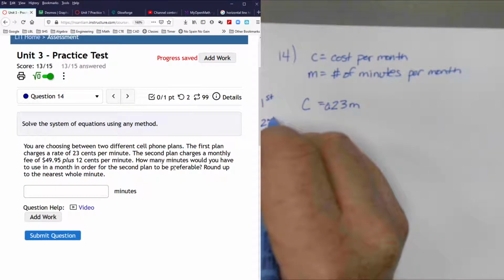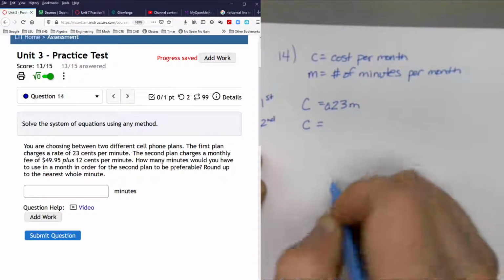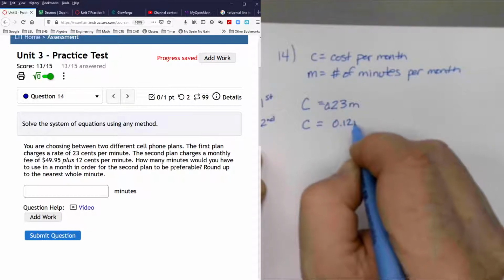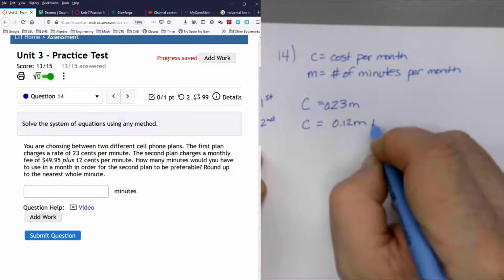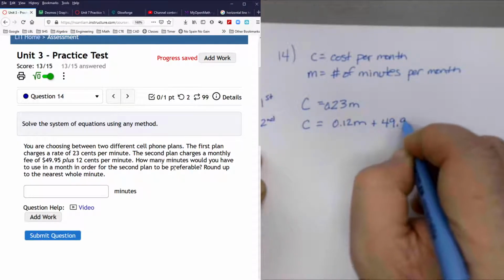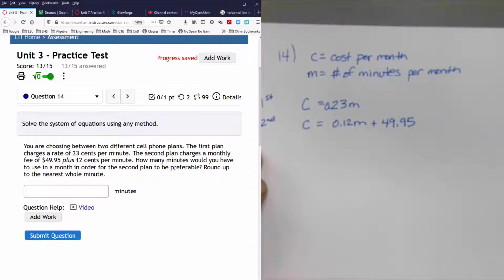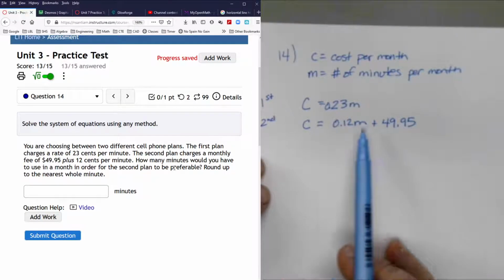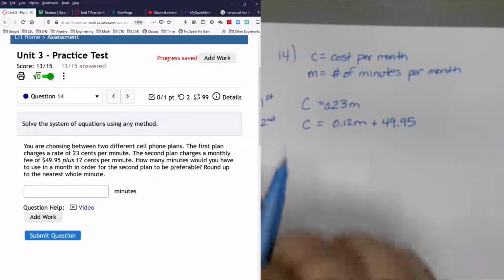The second plan, to find the total cost, is only 12 cents a minute, but there's an additional cost of $49.95. Okay? And what we want to figure out is when will the two plans be equal to each other? It looks like the second plan, if I use more minutes, will probably cost me less, but let's see.